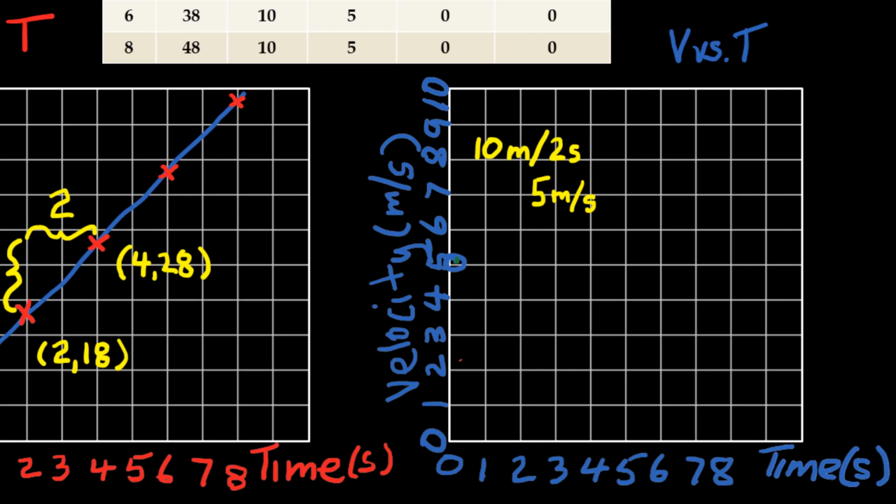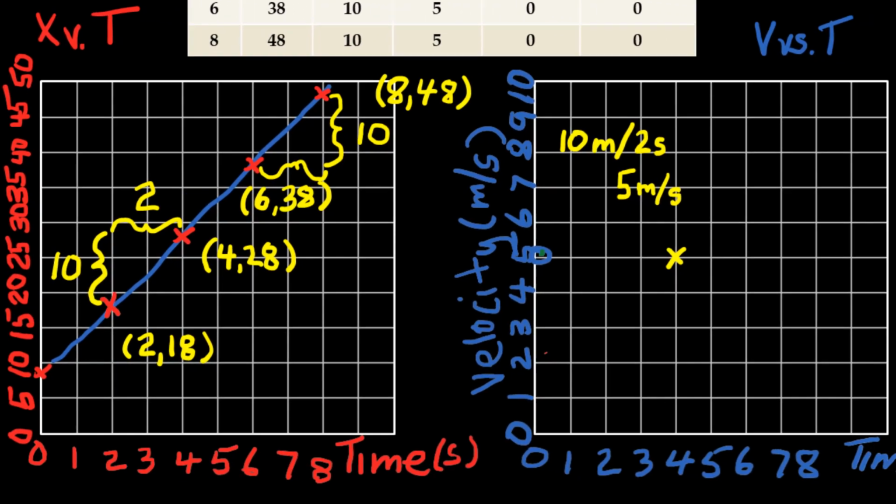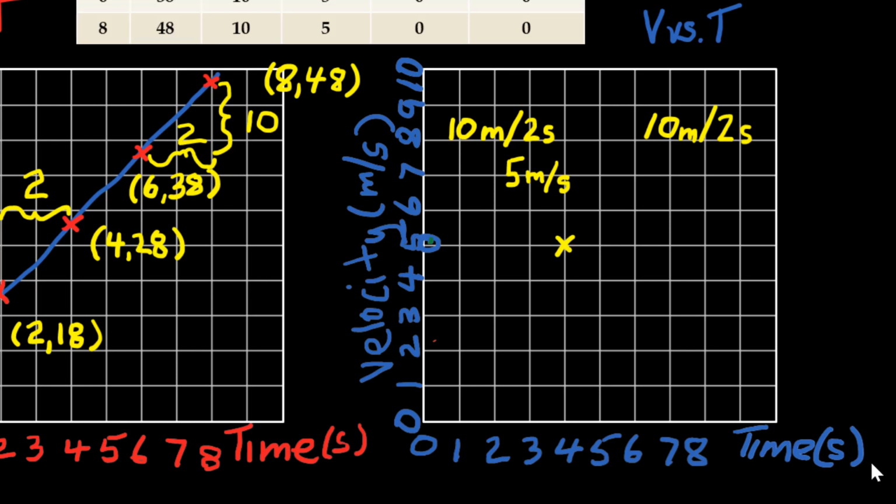Let's go ahead and put that on the graph. That's our slope from 2 to 4 seconds. Let's go ahead and mark that at 4 seconds. Let's pick two other positions along our line. So we'll look at 6 seconds and 38 meters, and 8 seconds and 48 meters. We'll do our rise over run again. Our rise is 10 meters. Our run again is 2 seconds. So 10 meters divided by 2 seconds is 5 meters per second, and that's the slope between 6 and 8 seconds. Let's go ahead and mark it on the chart at 8 seconds.